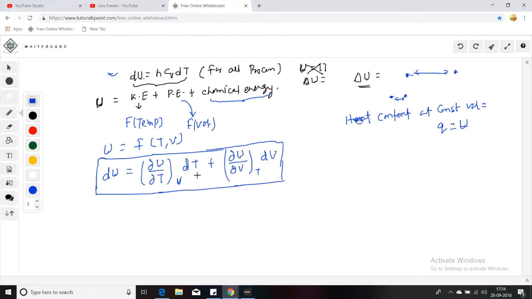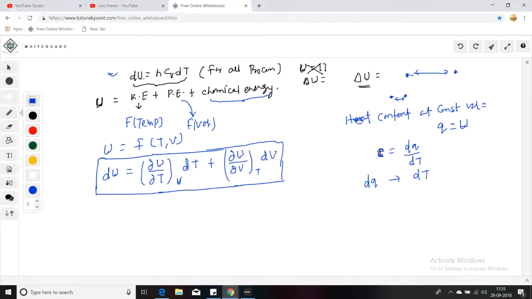This term, you just let it be. We will come to this again. Heat capacity is defined by the heat required to change the temperature by 1 degree Celsius. Heat capacity is C. Suppose I write dq is the amount of heat required to change the temperature by dT.